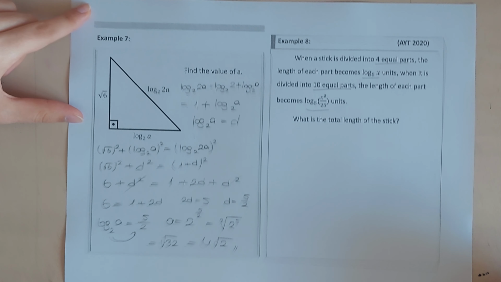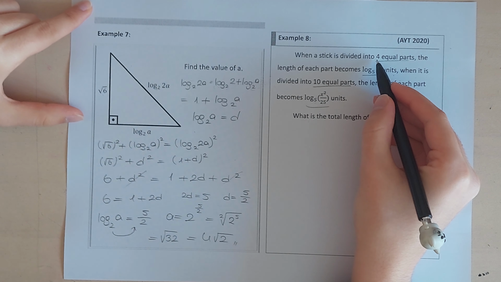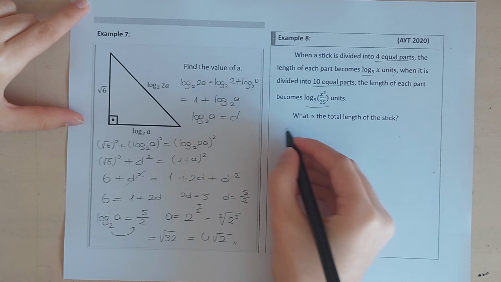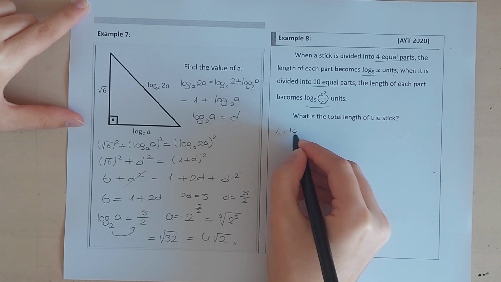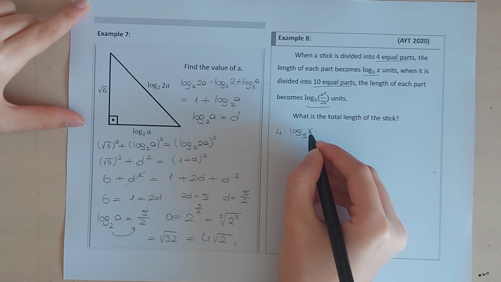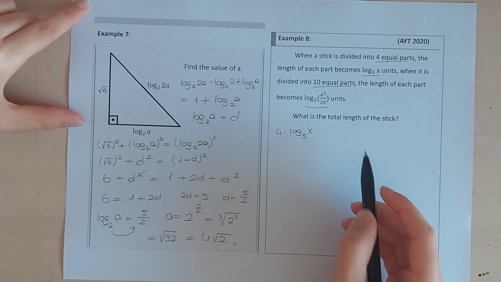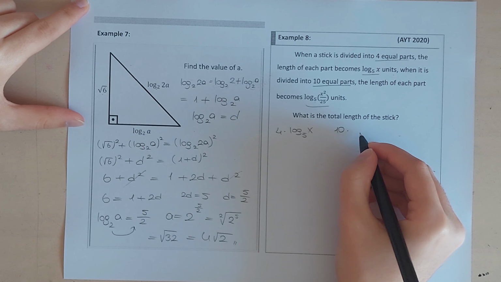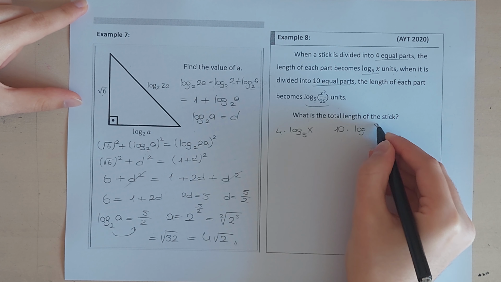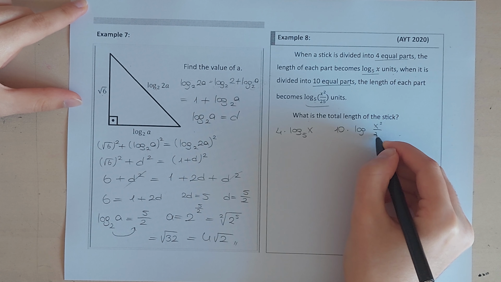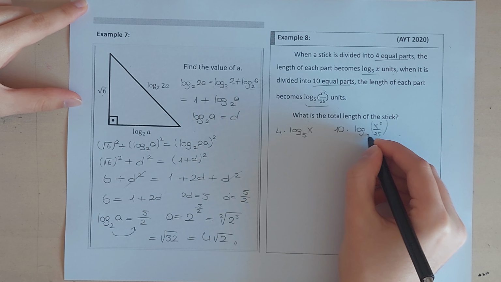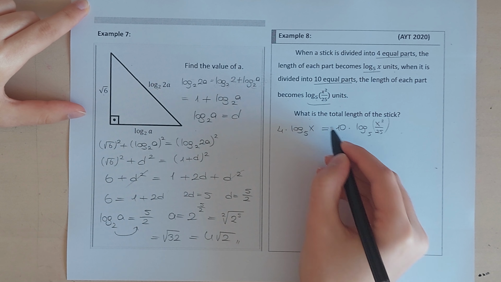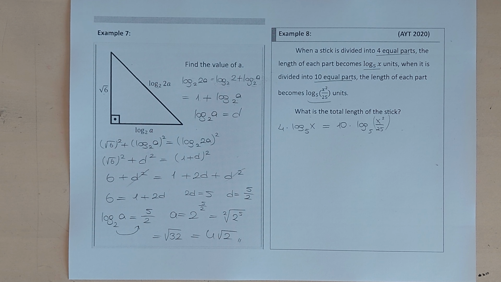First, I will write an equation. And if it is divided into 4 equal parts, this is the length of each part. That's why the total length of the stick is 4 times logarithm of x to the base of 5. This is the full length of the stick. And if I divide it into 10 equal parts, then the length of each part becomes logarithm of x squared over 25 to the base of 5. This is the total length of the stick. That's why these are equal. And since I have written my equation, now it is much easier to solve.